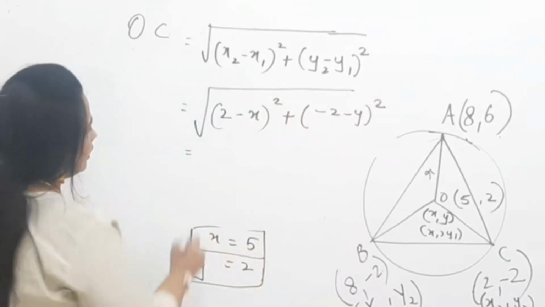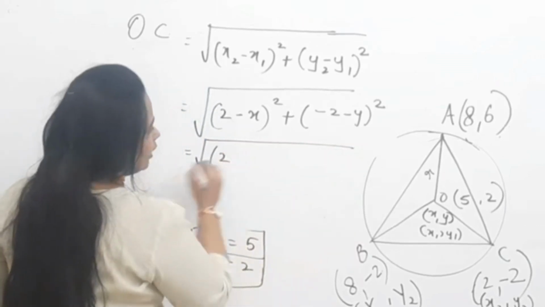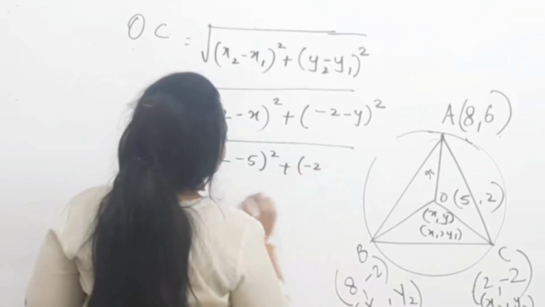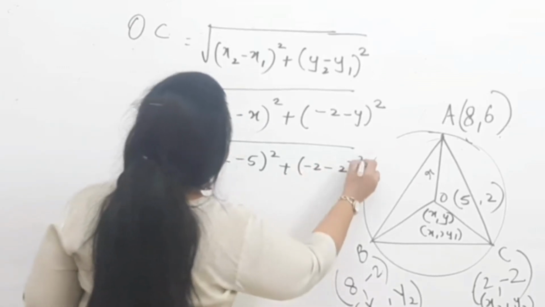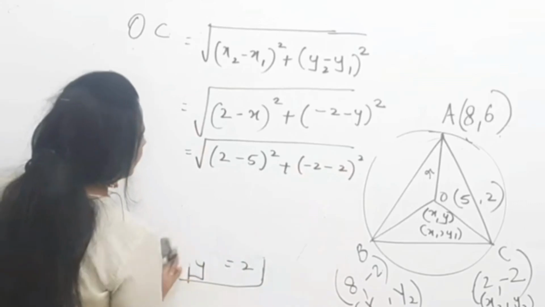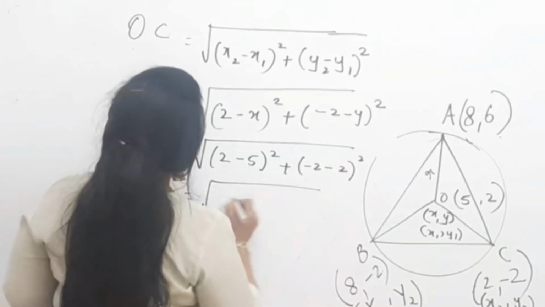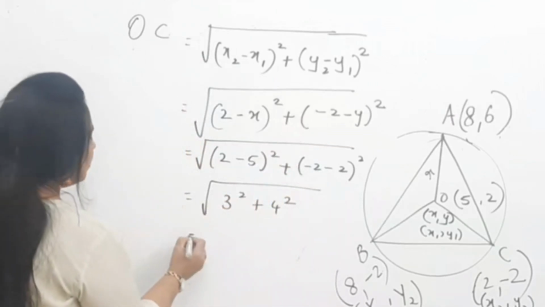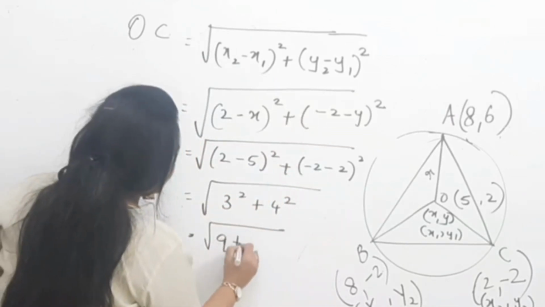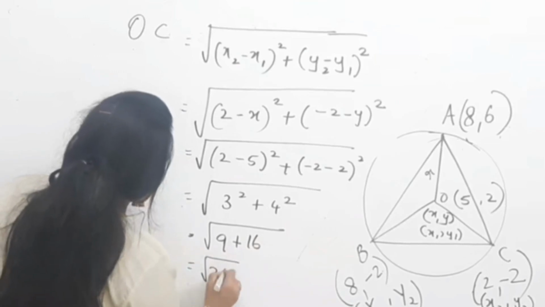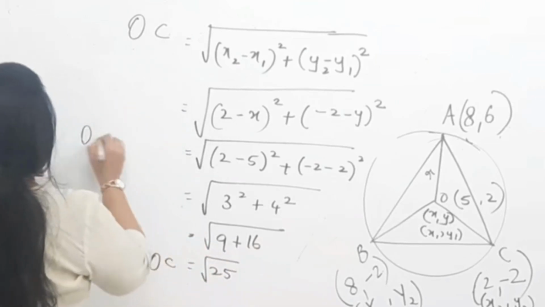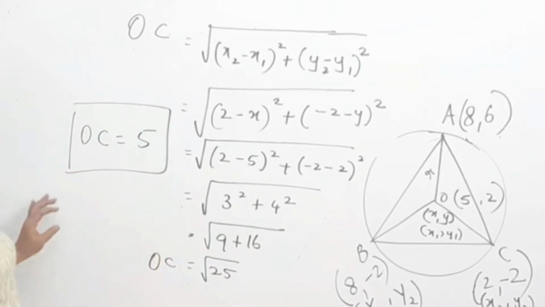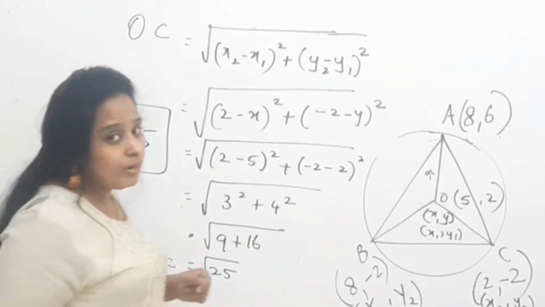I would expand it, that is I would substitute my x value here, 2 minus 5 the whole square plus minus 2 minus 2 the whole square. So I would have my square root as 3 square plus 4 square, minus 4 the whole square, nothing but plus 4 the square. That becomes 9 plus 16, which is equal to 25. That means my radius OC is equal to 5. So I got my radius. As simple as that. Hope everyone understood this question.